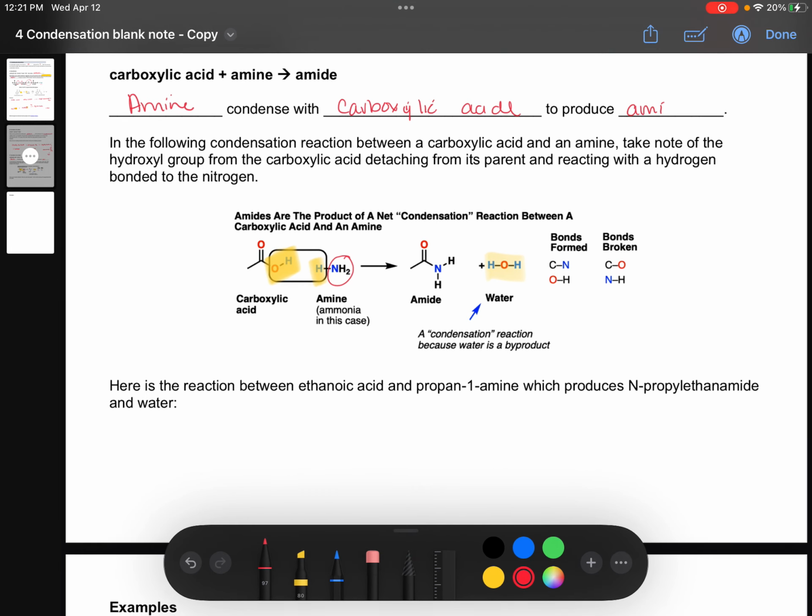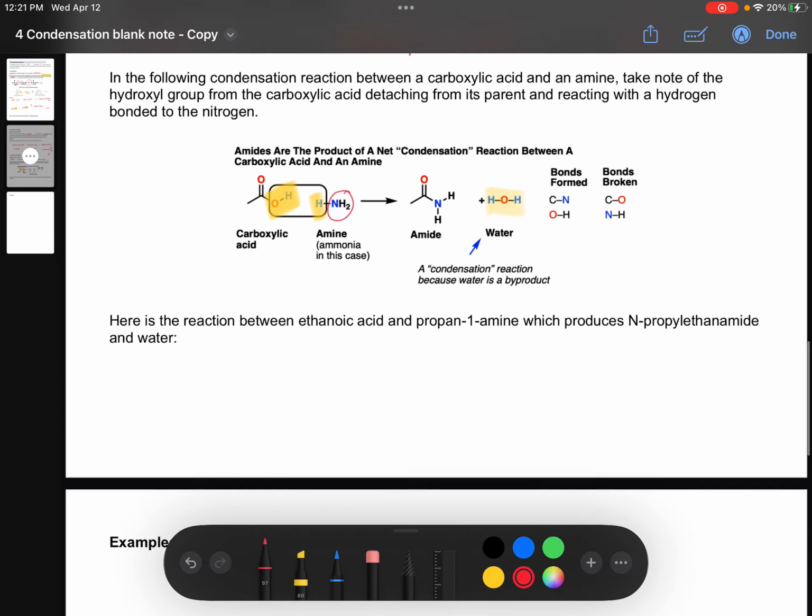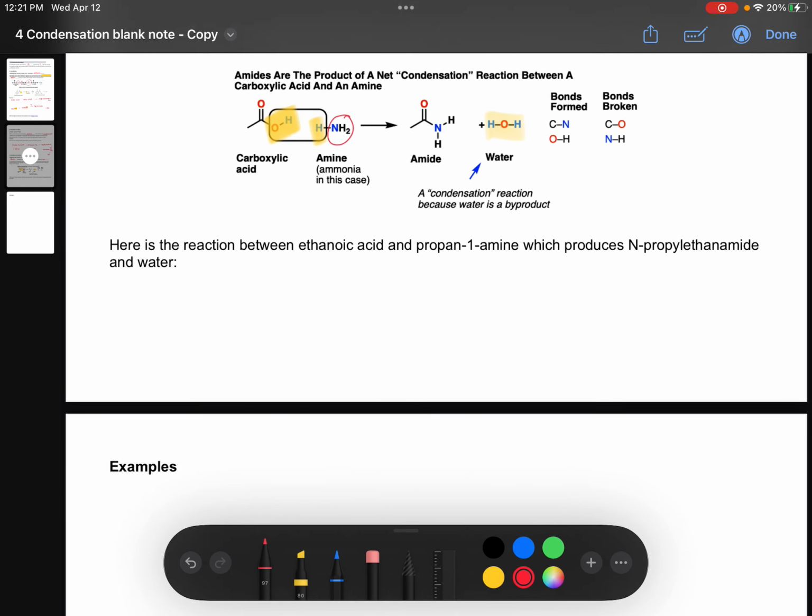So I want you to make sure you understand that. I do want you to try out this reaction here between ethanoic acid and propan-1-amine, which produces N-propylethanamide and water. See what you can produce. Once again, you know water will be produced, but how will your amide look? So pause now, check your understanding here, and then let me know if you do have any questions. I will be posting the answer to this response.